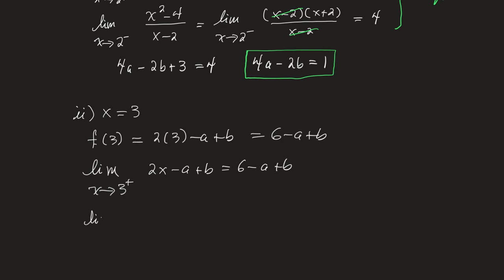Now if I consider the limit as x tends to 3 from the left, I'm going to use this part of the function, ax squared minus bx plus 3, because I'm looking at values that are less than 3, but as close to 3 as possible. And so when I evaluate that limit, I get 9a minus 3b plus 3.